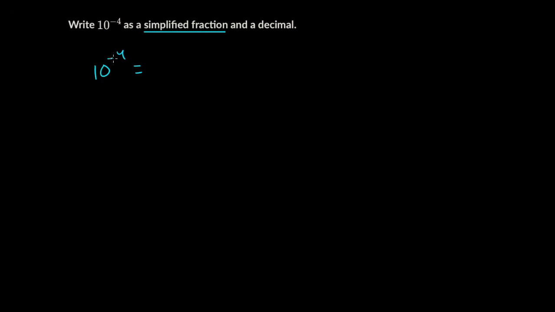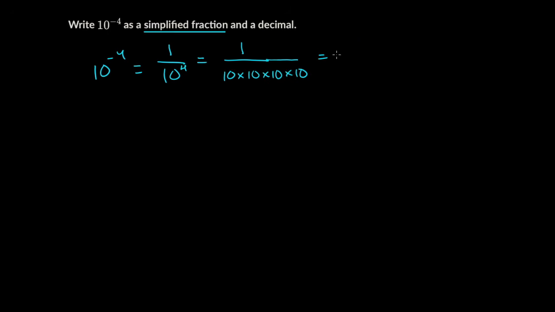The negative in an exponent just means 1 over 10 to the positive version of that exponent. So this is equal to 1 over 10 to the 4th. We could write it out as 10 times 10 times 10 times 10.